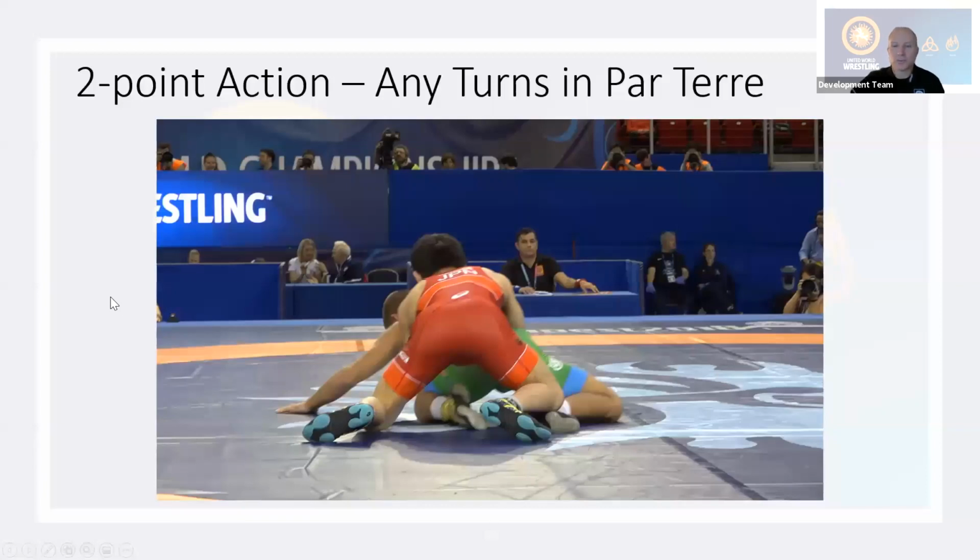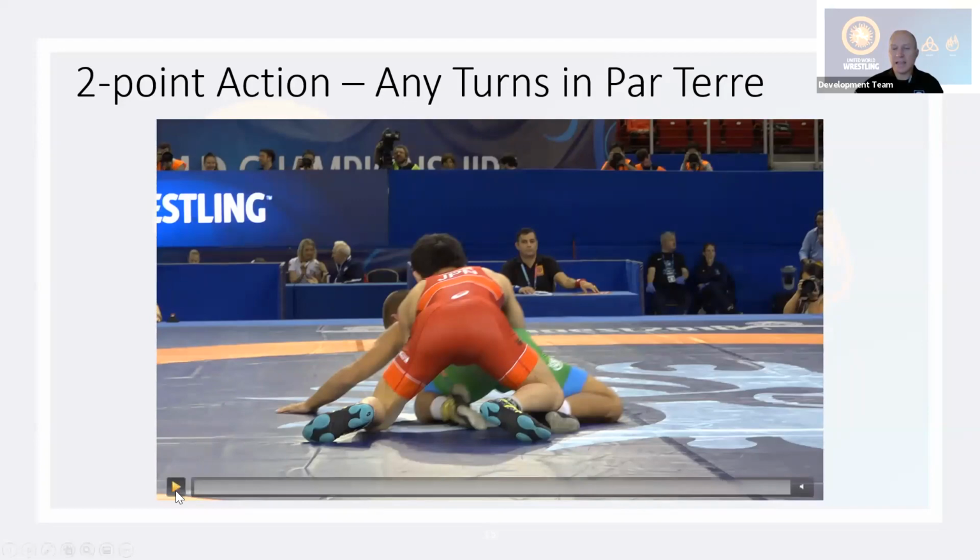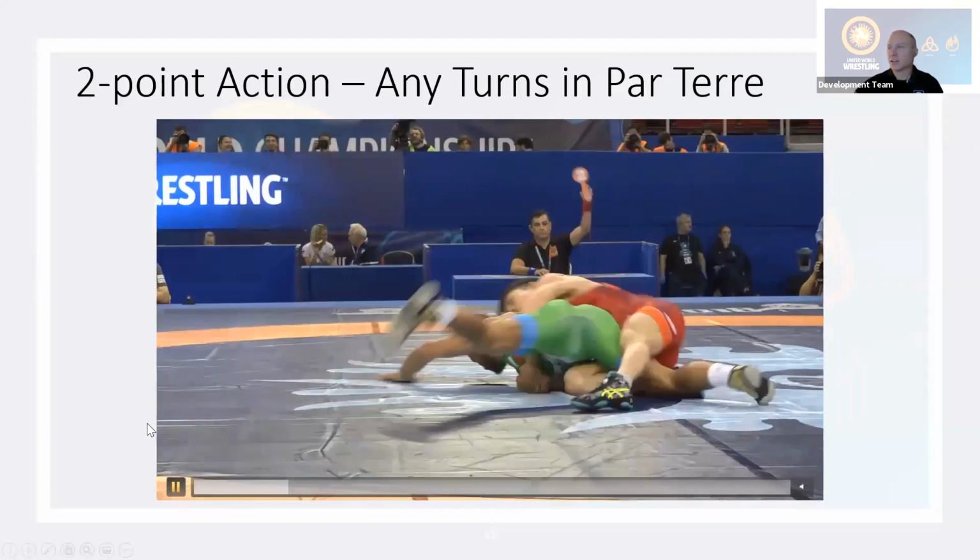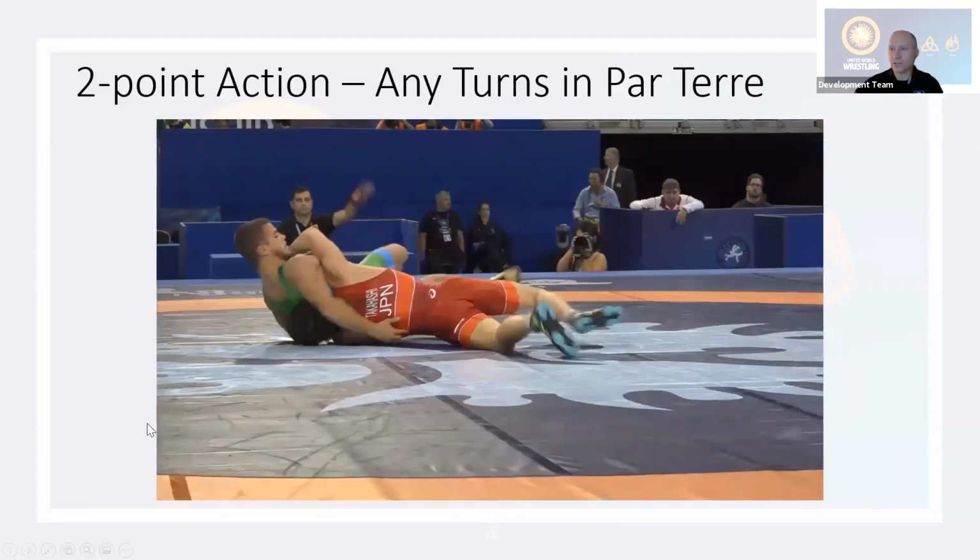The next 2-point action we'll look at is what's just considered any turns in Par Terre. So now that we got a takedown, we're on top, and now we have some sort of turn, which is typically like a gut wrench or a leg lace, depending on the style. But any turn in Par Terre is going to be 2 points.